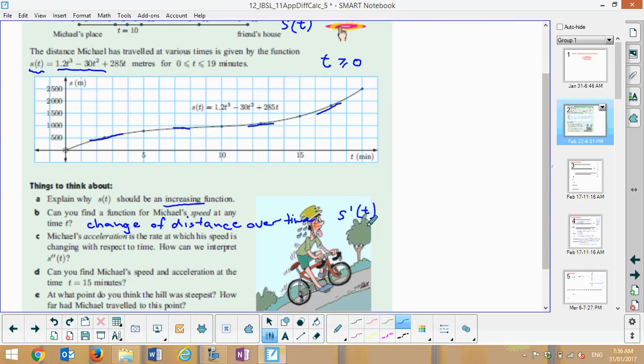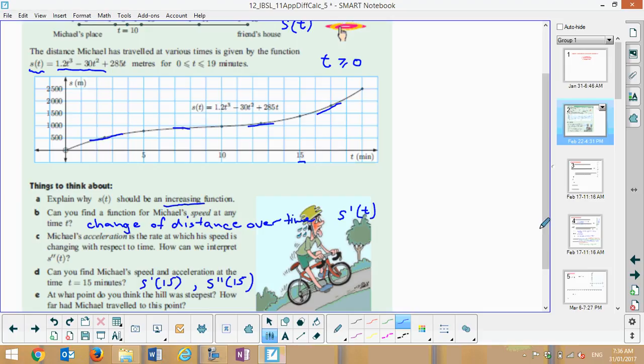Whereas the velocity is looking at the change of distance over time. So basically here you're trying to find his speed and acceleration at the time 15 minutes. In other words, you're trying to find the first derivative at 15. And then the second derivative: what's his acceleration at that time? Is his speed getting greater or slower?